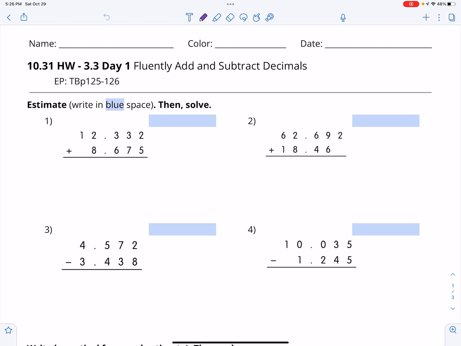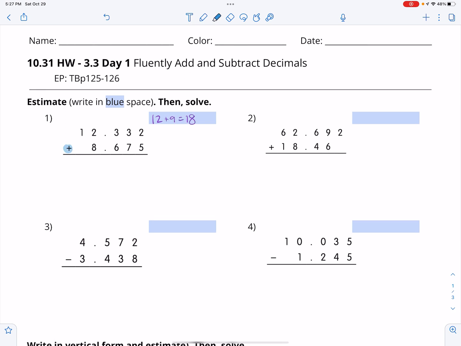All right, so homework for lesson 3.3. The only day, it's day one, fluently adding and subtracting decimals. So we need to estimate and write our estimation in the blue space and then solve. So I know 12 and 332 thousandths is pretty close to 12, and 8 and 675 thousandths is relatively close to 9. So I know my answer is going to be somewhere close to 12 plus 9, which is 21.